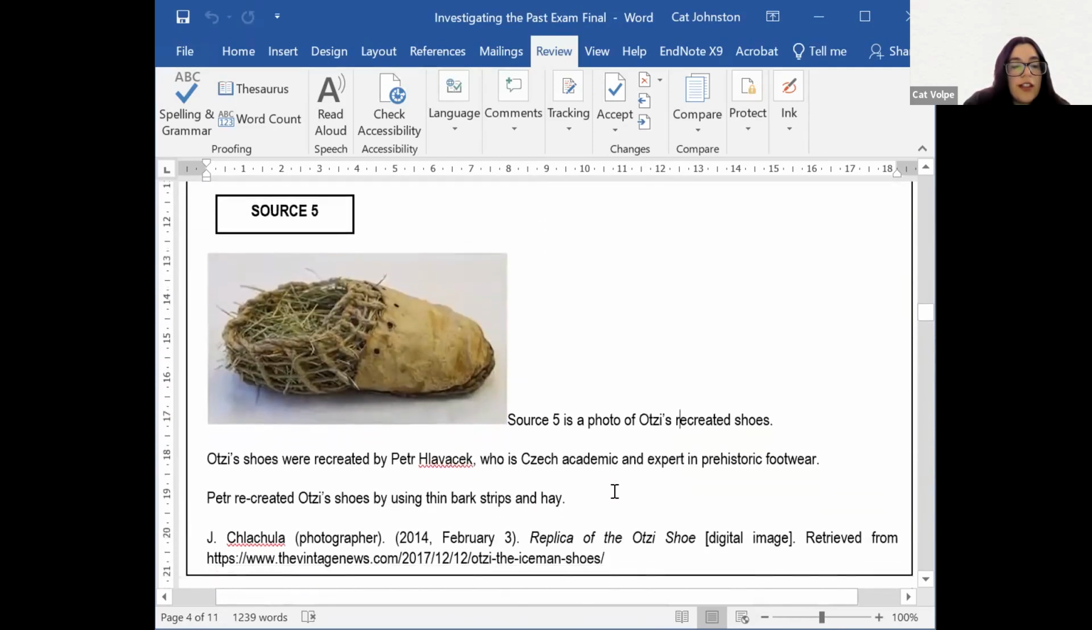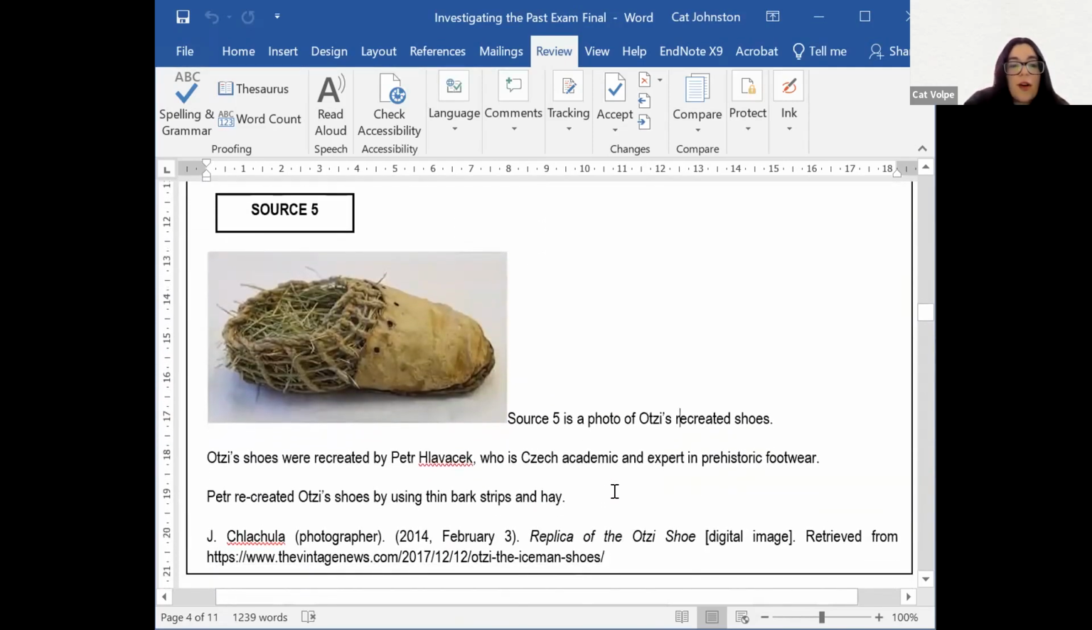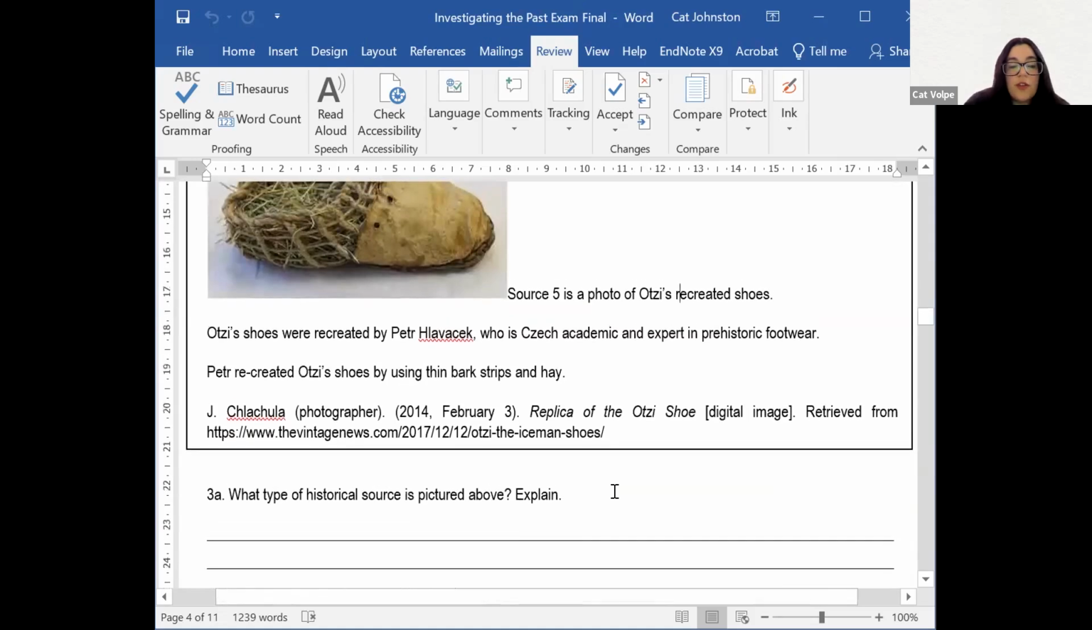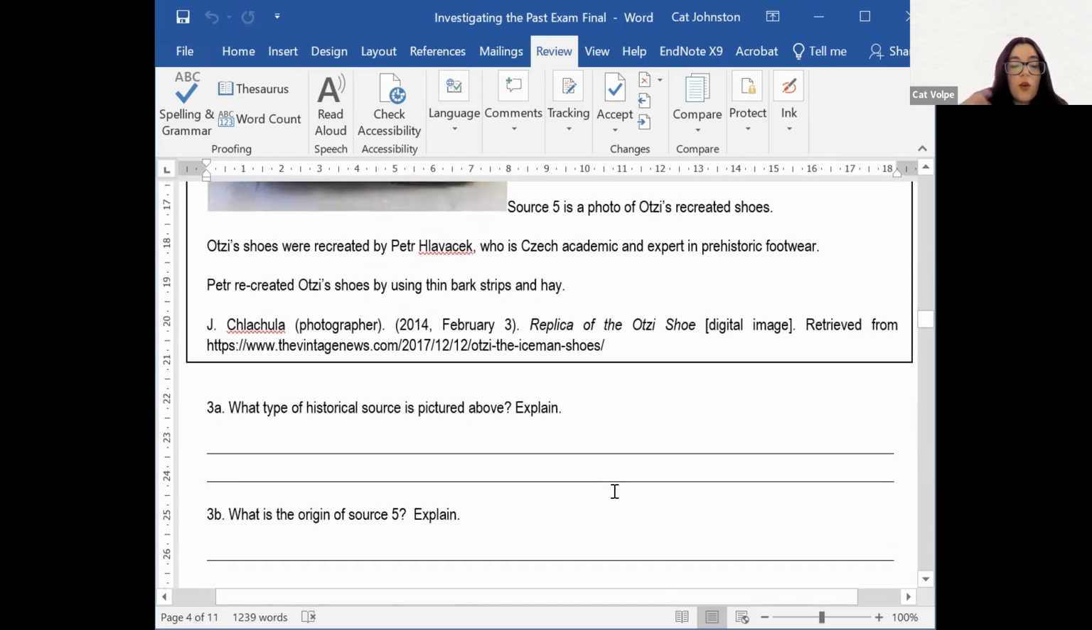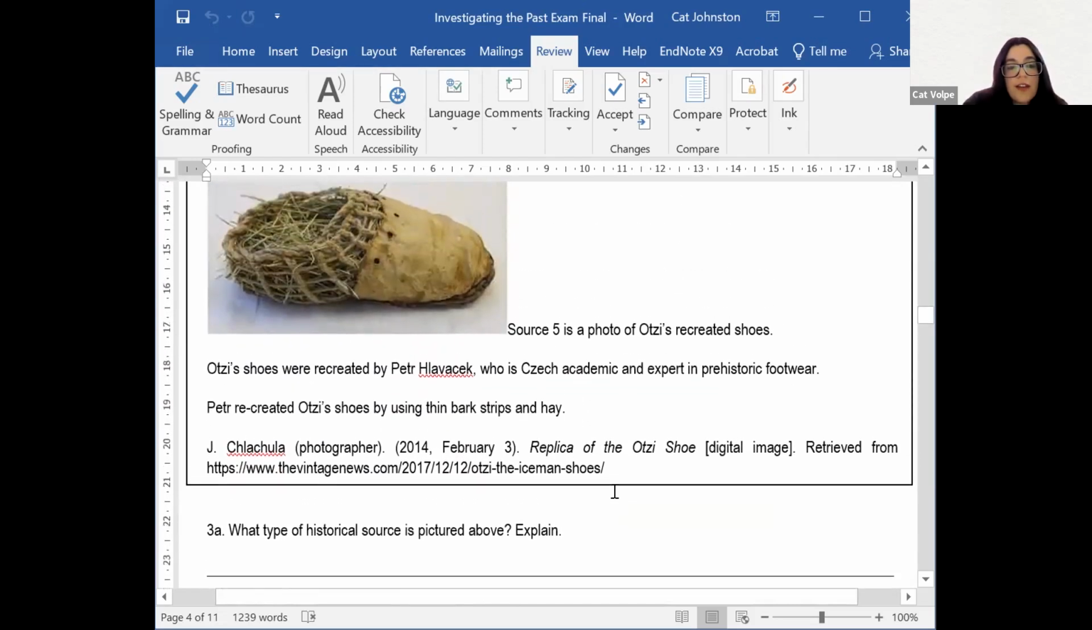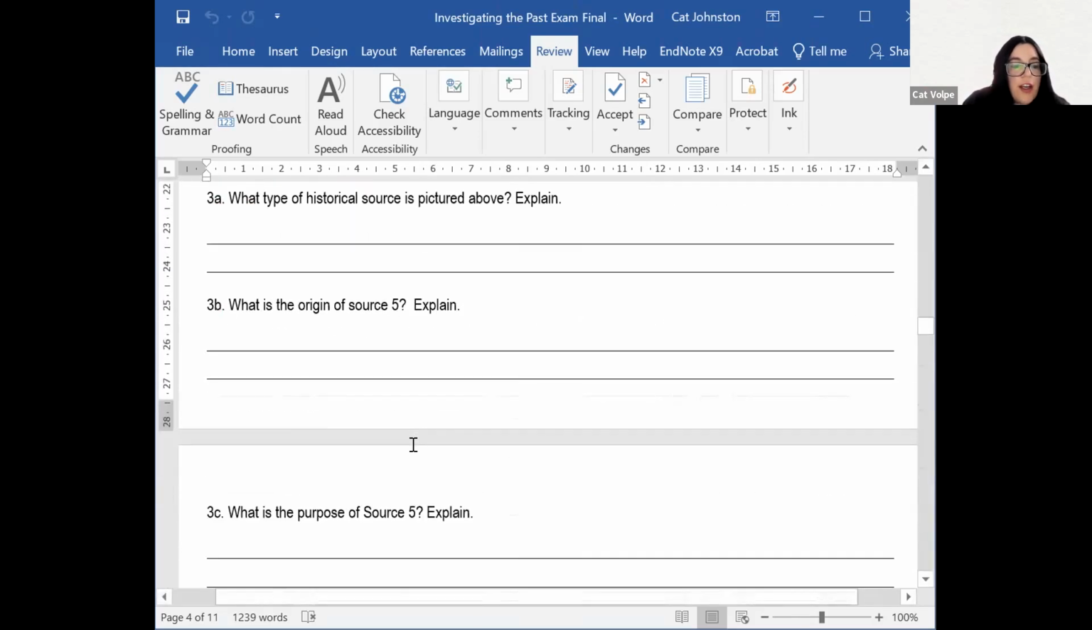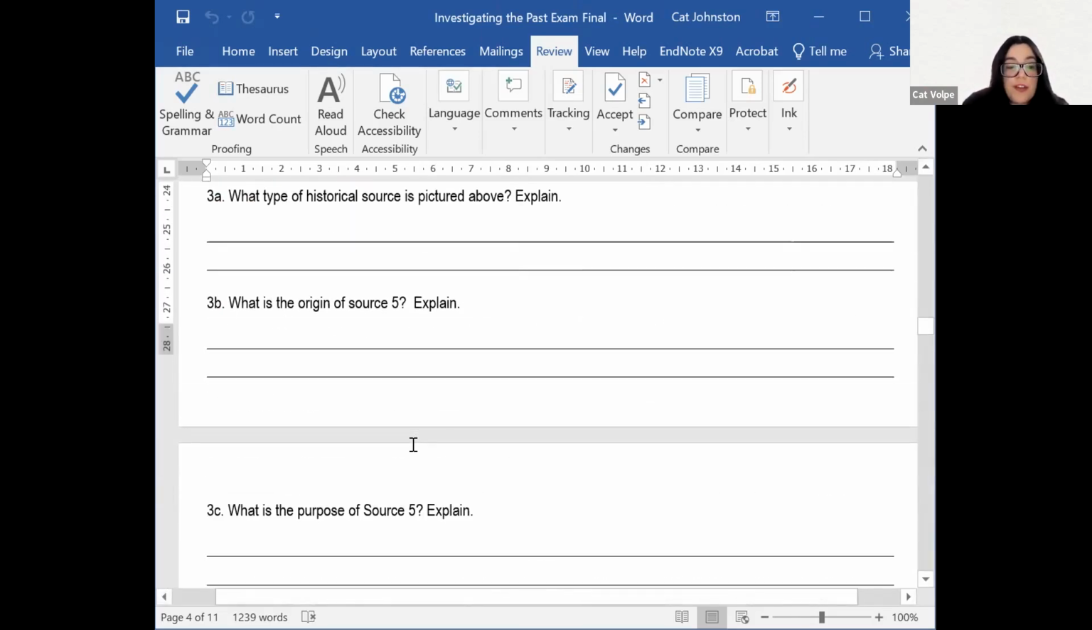Now also source analysis, students need to be thinking about what type of historical source is pictured above. So is it a primary or a secondary? And also, what is the origin of source 5? Okay, so that question was actually a bit confusing for students because they weren't sure if they were being asked whether the origin of the photograph or the actual person who had created the shoe. So that was a bit confusing there. What is the purpose? So again, we're looking at purposes, okay?